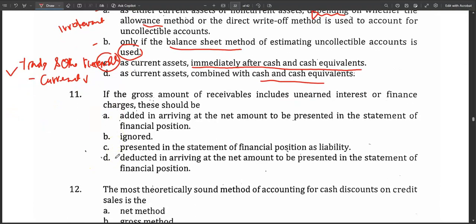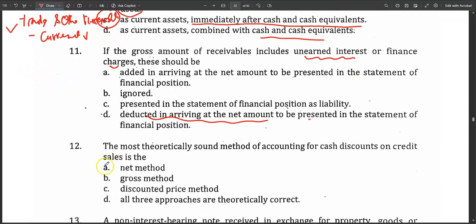If the gross amount of the receivables includes unearned interest or finance charges, this could be deducted in arriving at the net amount to be presented in the financial statements. Why? Unearned interest and finance charges are not part of the receivable, so they have to be deducted. As always, those finance charges. That's the answer for number 11.